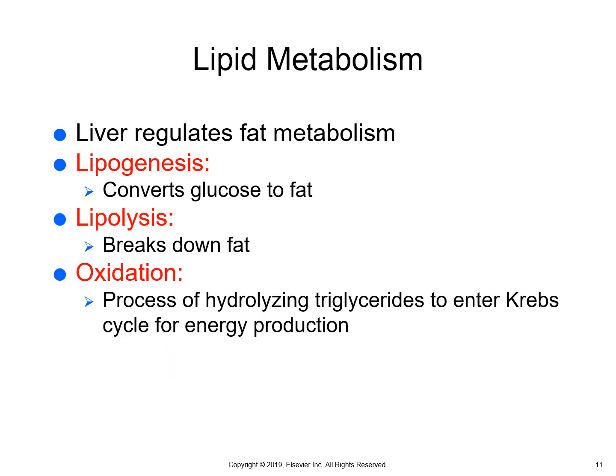And then there's fat, or lipid. Fat is regulated by the liver. In lipogenesis, that is where the body will convert glucose to fat. Lipolysis, anything being lysed is being broken apart. So lipolysis is breaking down the fat. And then oxidation is the process of hydrolyzing the triglycerides to enter that Krebs cycle in order to produce energy from the fat.